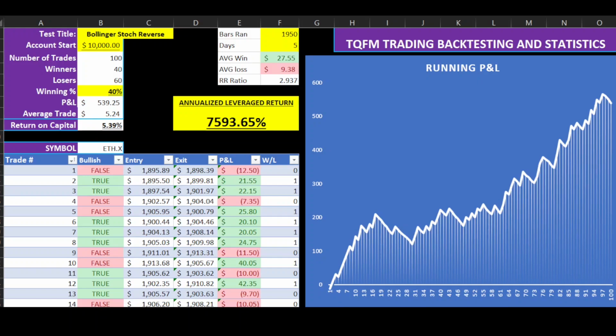The average win was $27.55, and the average loss was $9.38. The R ratio was 2.937.